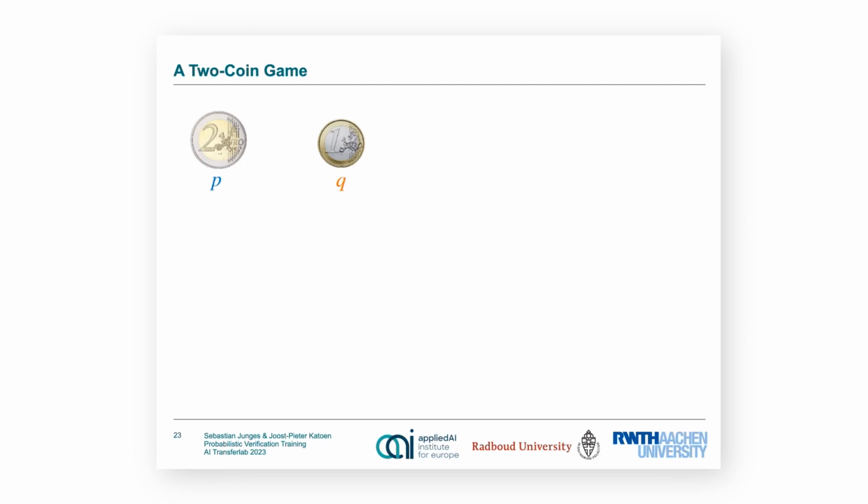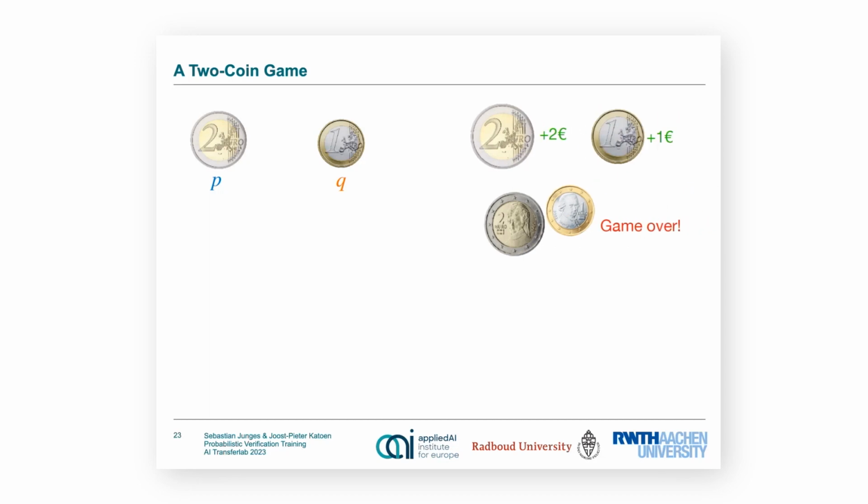I flip the €2 coin, and I get heads with probability P and tails with probability 1 minus P. And similarly for the €1 coin, I get heads with probability Q and tails with probability 1 minus Q. And now we play the game. If you get heads for €2, you gain €2. If you get heads for €1, you gain €1.